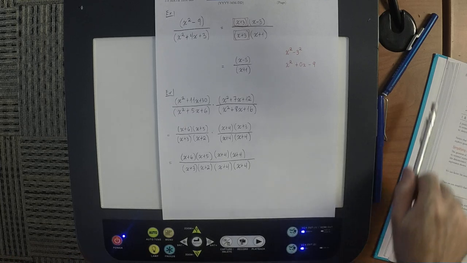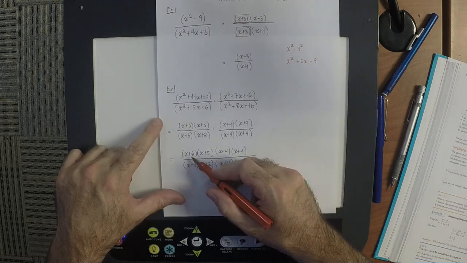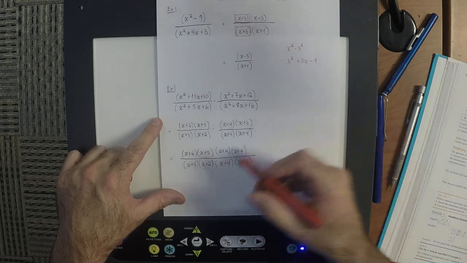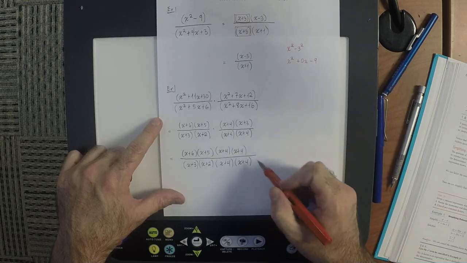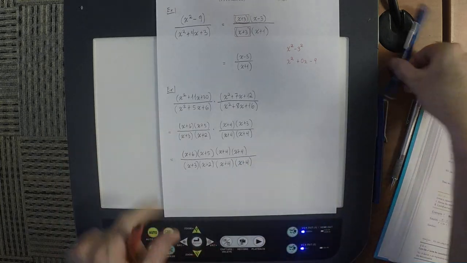Okay, and then is there any cancellation? Mm-hmm. Sure there is, right? Will anything take the x plus 6? No. No. How about the x plus 5? No. No. How about the x plus 4? Yes. Wait, something's not right. Yeah, it's x plus 3 and x plus 4. Okay. Thank you.